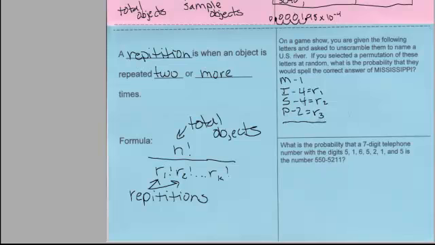And your total, 1 plus 4 plus 4 plus 2 is 11, and that's your n. So what you're going to write is 11 factorial all over 4 factorial times 4 factorial times 2 factorial. The easiest way to solve this is to write 11 down to 4 factorial. So you'll do 11 times 10 times 9 times 8 times 7 times 6 times 5 times 4 factorial.